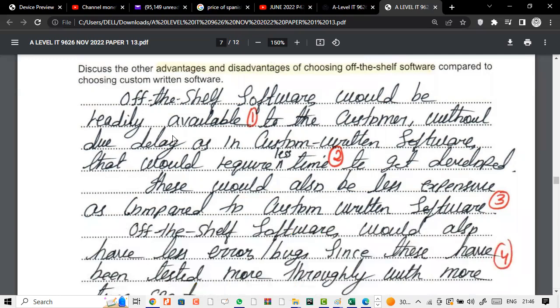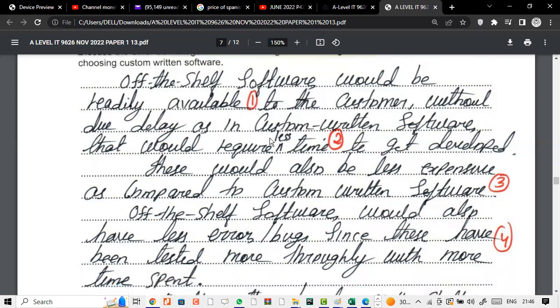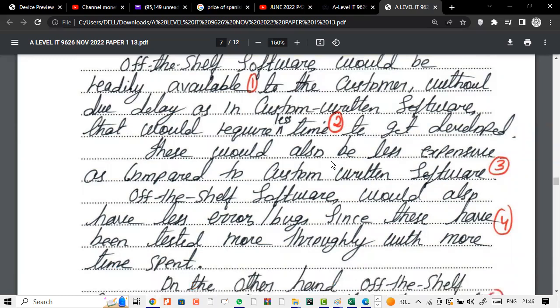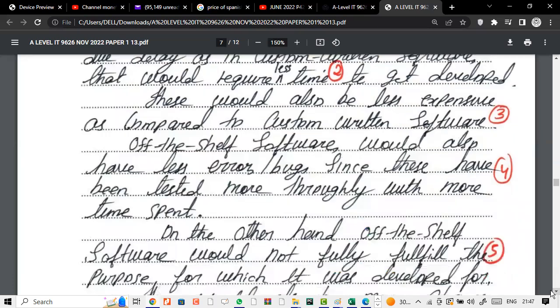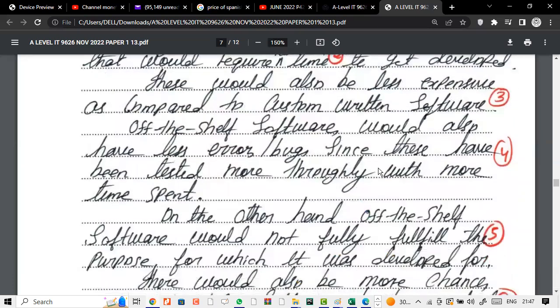Off-the-shelf software would be readily available to the customers without due delay, whereas custom software would require more time to get developed. Okay, right. So obviously, because off-the-shelf software would be readily available as compared to custom. These would also be less expensive as compared to custom. Yes, they are. Custom software is more expensive. Off-the-shelf software would also have fewer errors and bugs since these have been tested more thoroughly with more time spent.